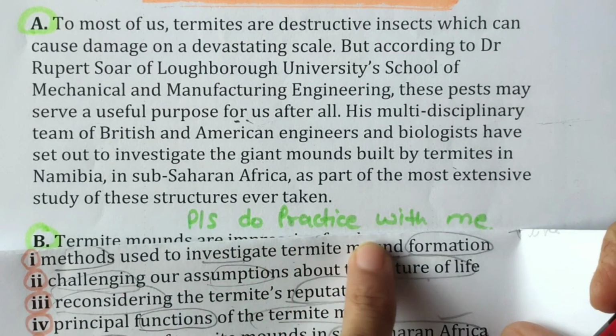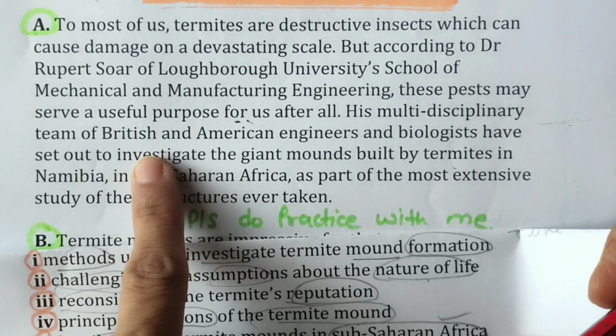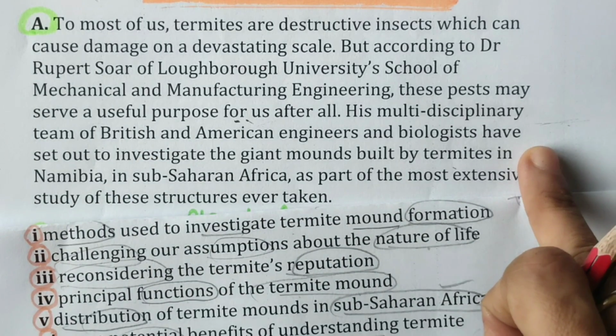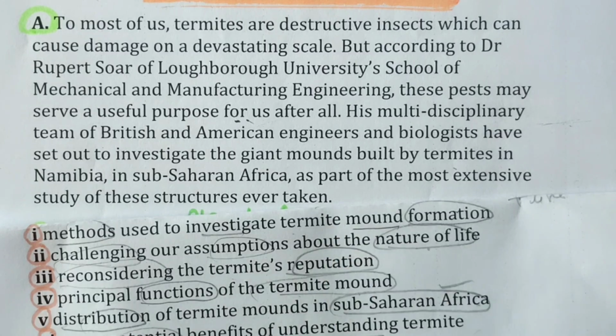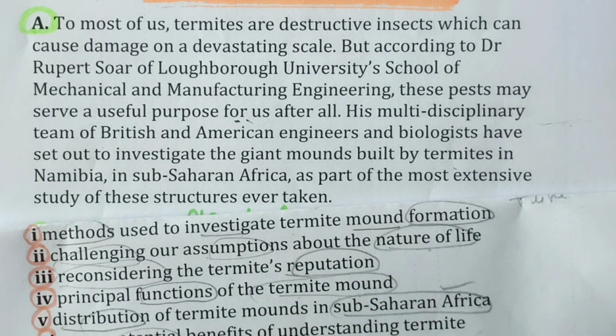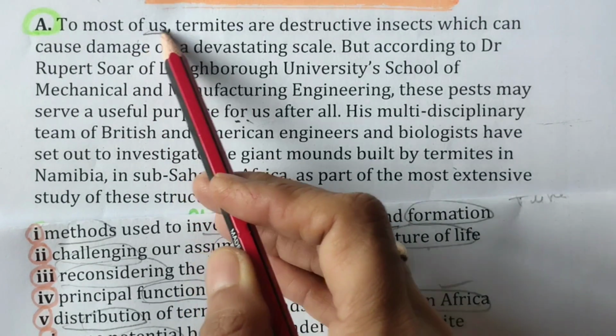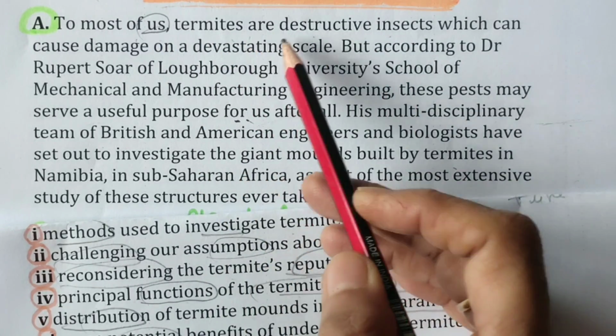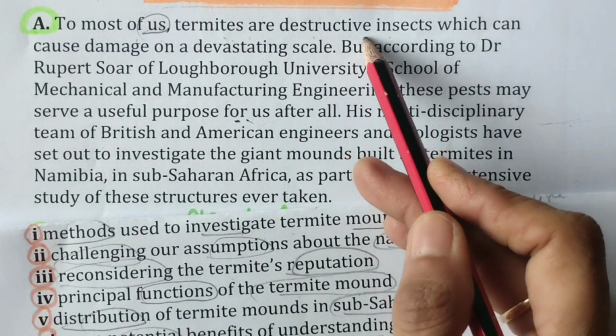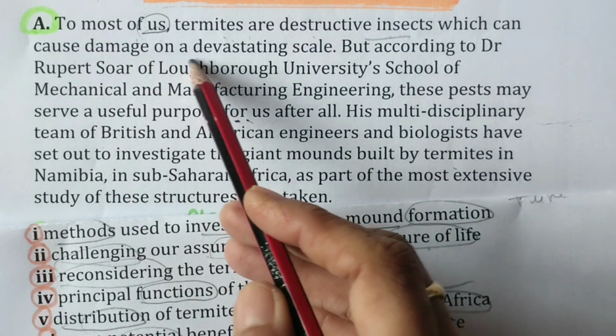Don't forget to do practice with me. So I am showing you a paragraph, and after reading this paragraph within 30-40 seconds, we will try to match with any option. Okay. To most of us, termites are destructive insects. To most of us means for everyone, we always think that termites are destructive insects which can cause damage on a devastating scale.